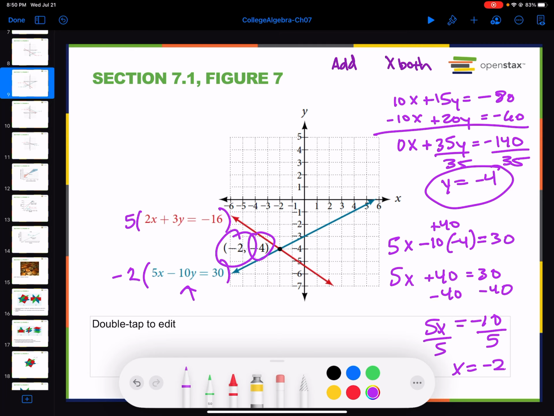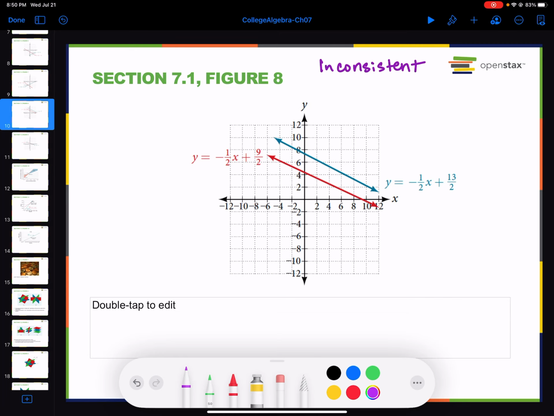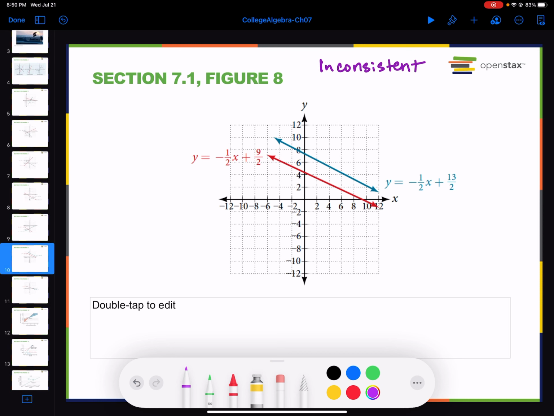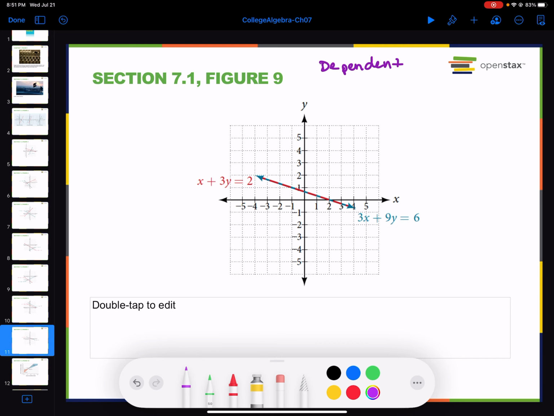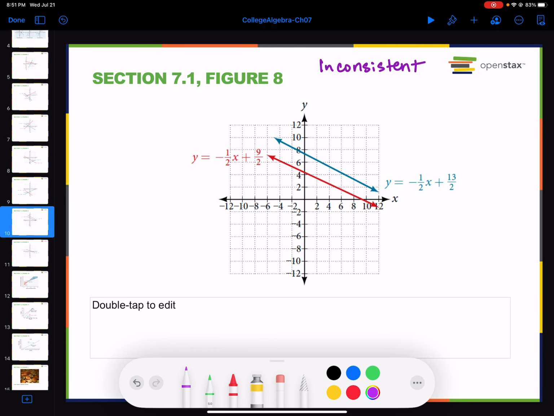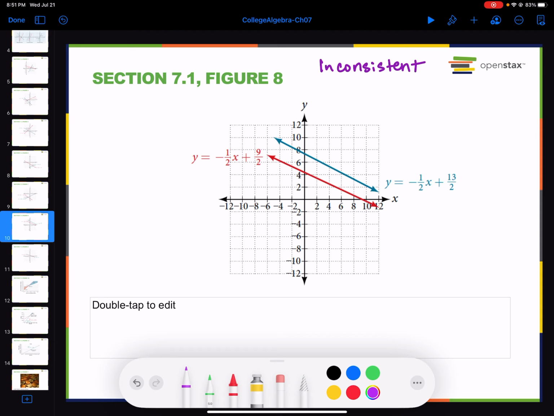There you go. Here's an example of an inconsistent system. There you go. We're inconsistent here because we don't have any shared points. And we can tell that it's inconsistent because we're looking at our slope. If you remember, parallel lines have the same slope. So here we have a negative half x slope, and here we have a negative half x slope.